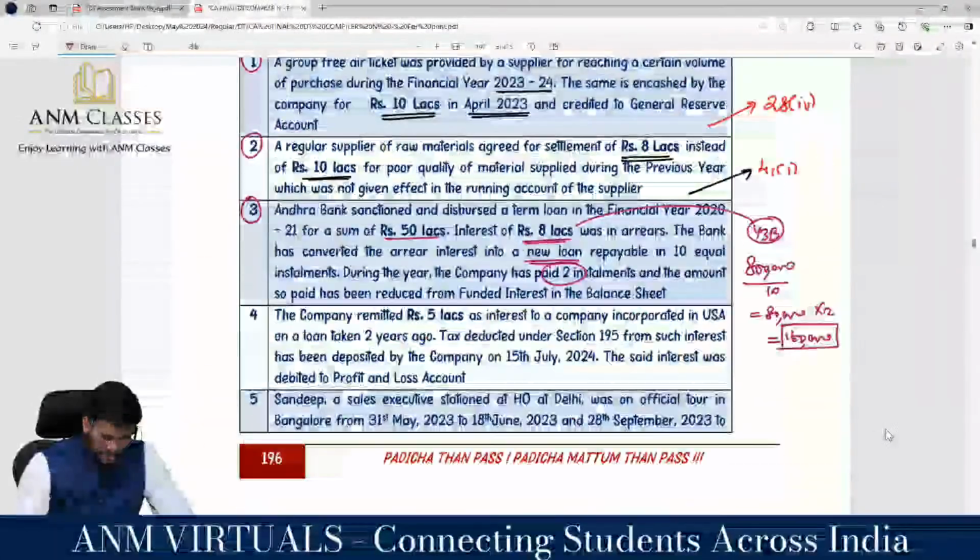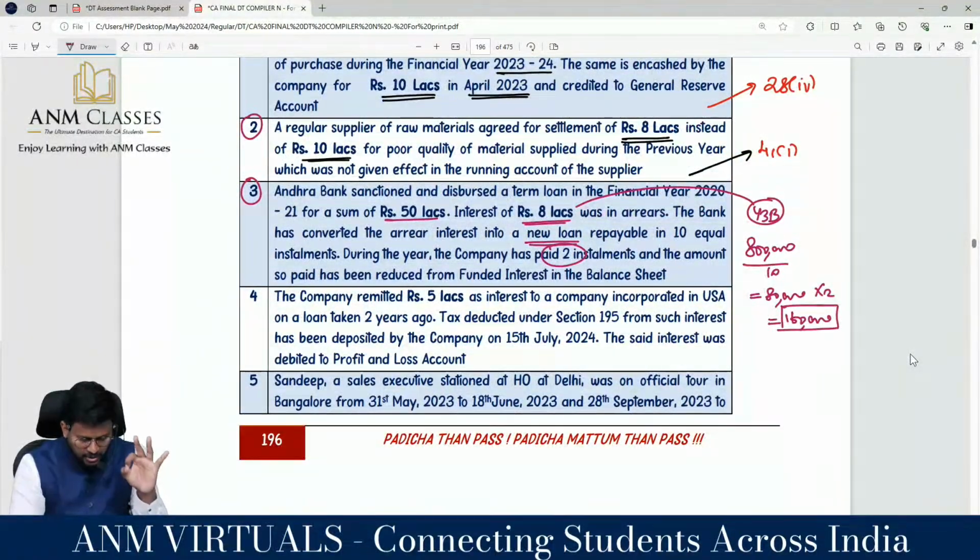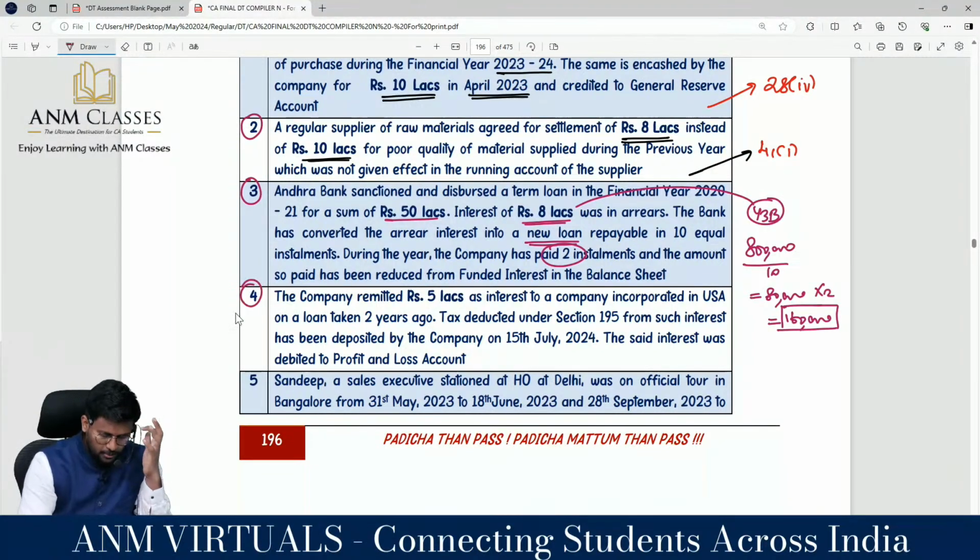I'm moving to the next adjustment. Are you clear with 28 clause 4? Yes, sir. Clear with 41 subsection 1? 43B? I'm moving into point number 4.